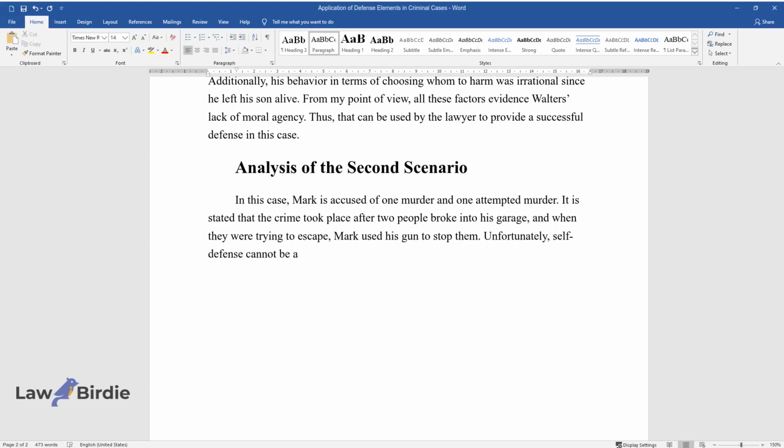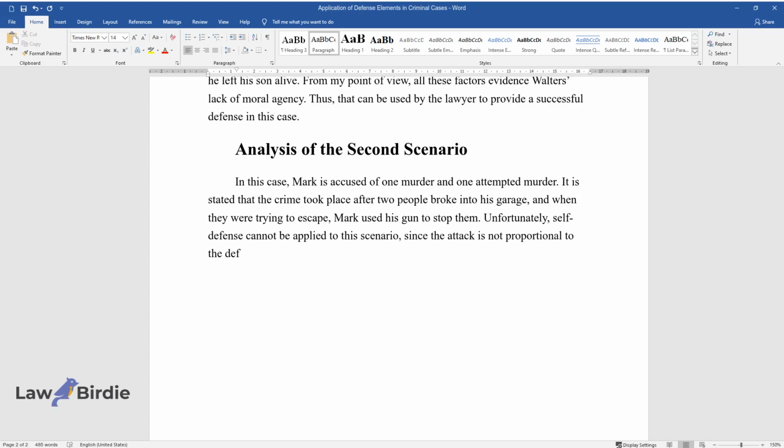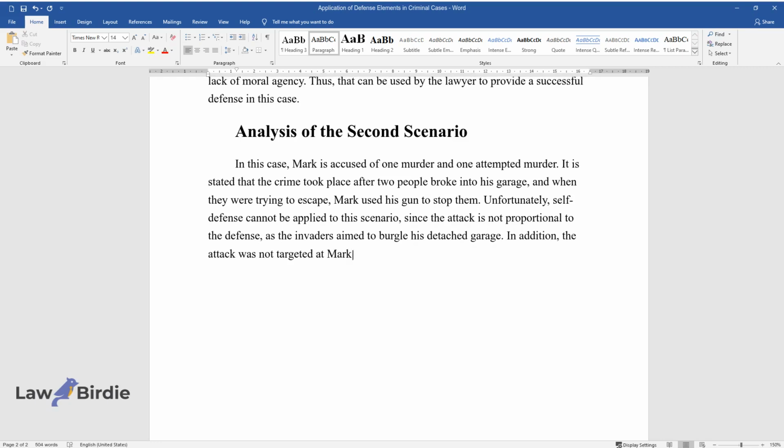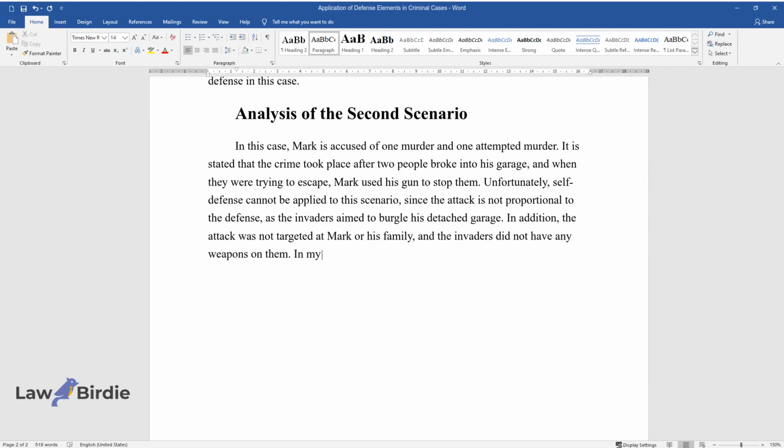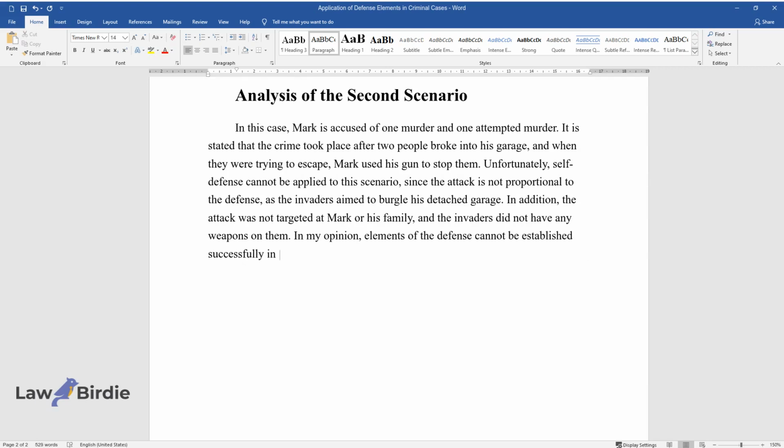Unfortunately, self-defense cannot be applied to this scenario, since the attack is not proportional to the defense, as the invaders aimed to burgle his detached garage. In addition, the attack was not targeted at Mark or his family, and the invaders did not have any weapons on them. In my opinion, elements of the defense cannot be established successfully in this case.